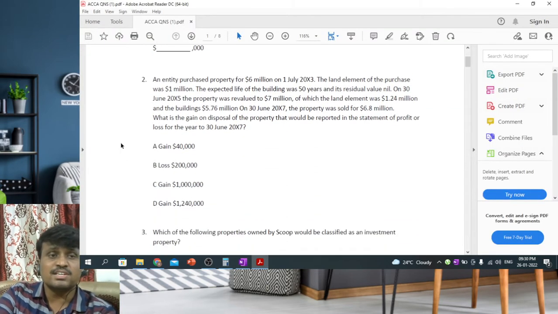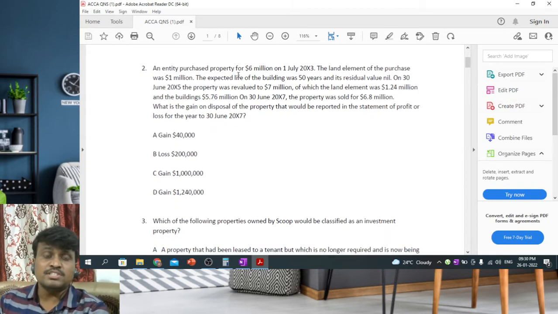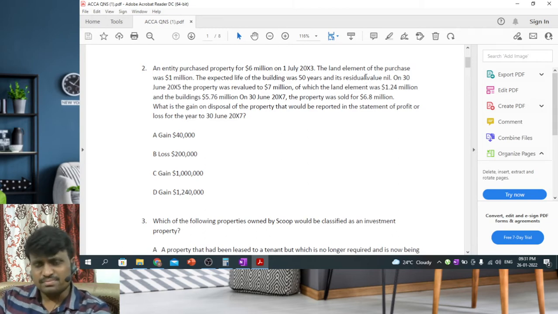So coming to the second question. An entity purchased a property for $6 million on 1st July 20X3. The land element of the purchase was $1 million. And out of the total property value of $6 million, $1 million portion belongs to the land and the remaining belongs to the building. Its residual value is nil. Generally, land is not a depreciated element. So we have to calculate depreciation only on the portion of the building.